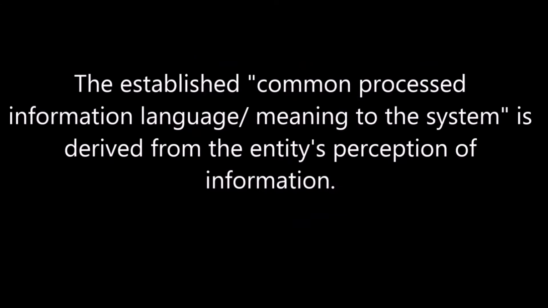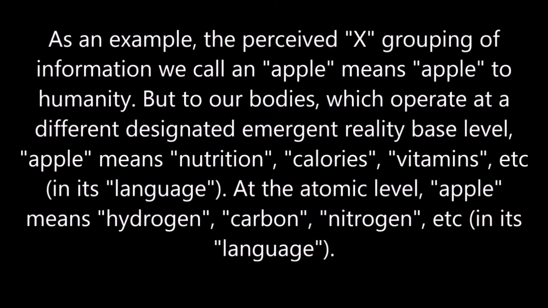The established common processed information language/meaning to the system is derived from the entity's perception of information. As an example, the perceived X grouping of information we call an apple means apple to humanity. But to our bodies, which operate at a different designated emergent reality base level, apple means nutrition, calories, vitamins, etc. in its language. At the atomic level, apple means hydrogen, carbon, nitrogen, etc. in its language.